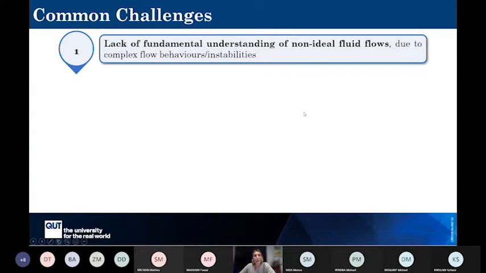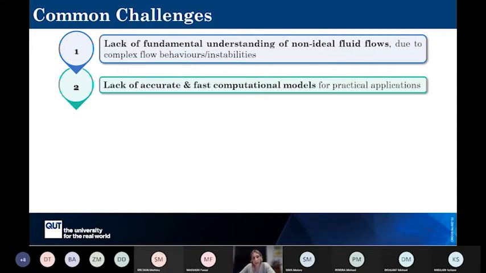So moving from that, the problem with those non-ideal fluids is usually there's still some lack of fundamental understanding because of the complexity of their behaviors, of the instabilities that they can create. We don't necessarily have accurate and fast computational models, especially for practical applications. And in my presentation, what we will see is that I'm focusing at the moment on benchmark cases, simplified applications. So again, there are still some steps to be able to look at actual practical applications.